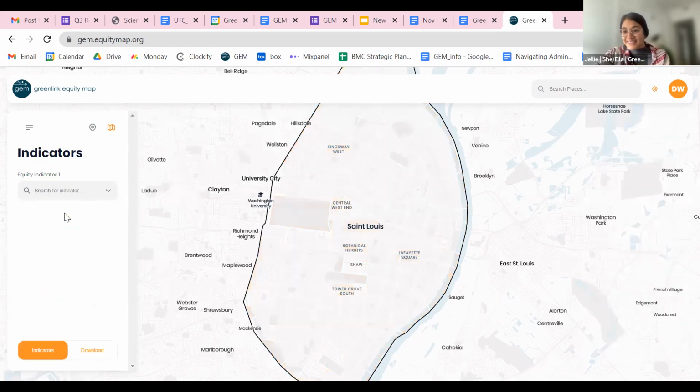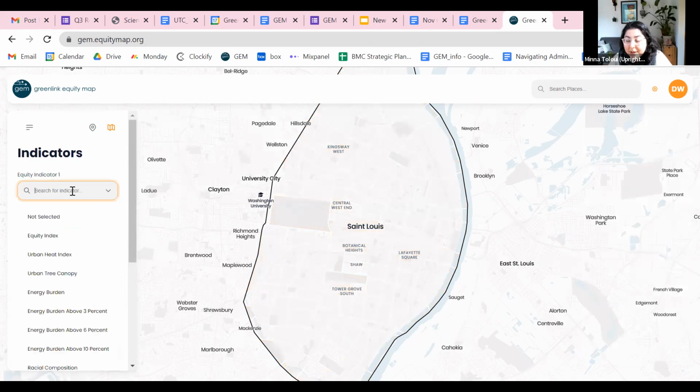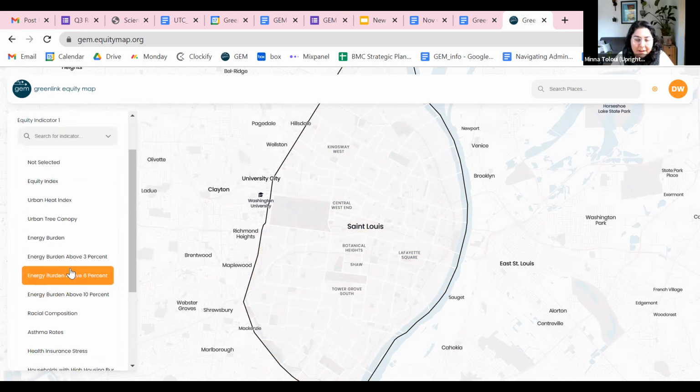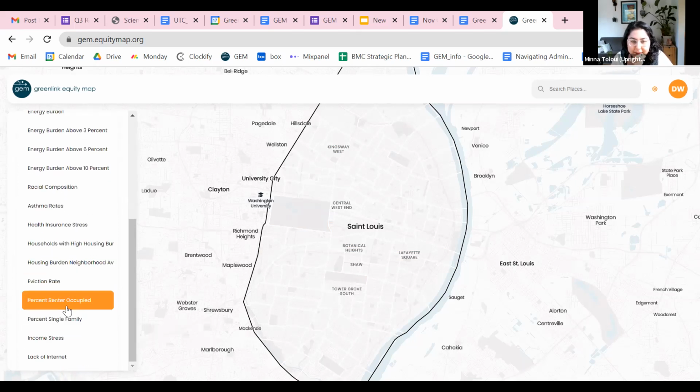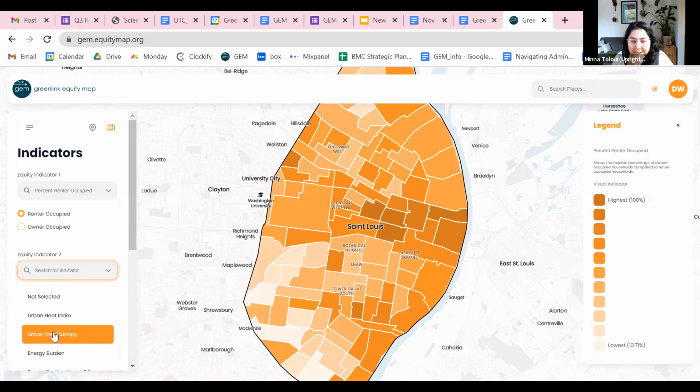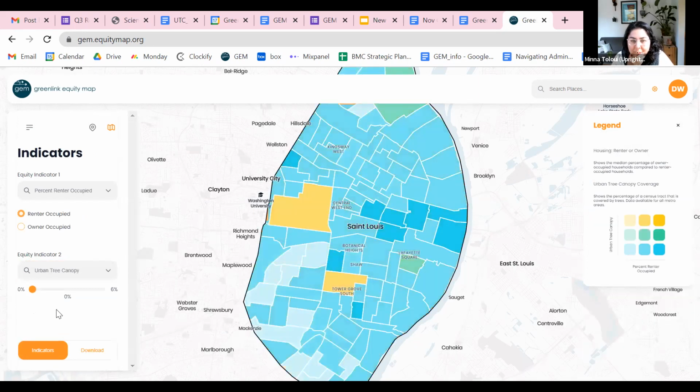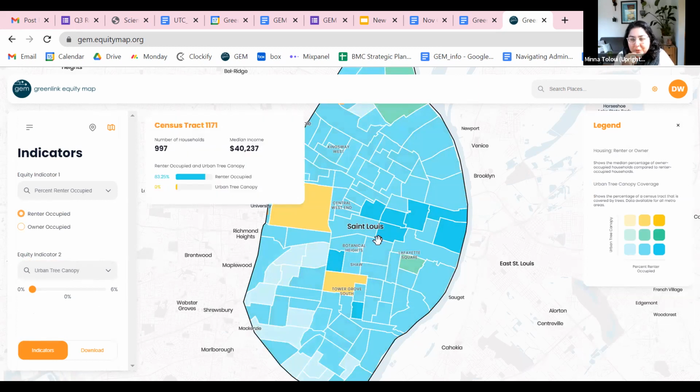Mina has her hand raised. Yeah, I have a question. I'm not familiar with St. Louis, and I too am just learning this layer. Do you mind putting the renter occupied and urban tree canopy back up? I was curious, and maybe others are too: when you hover over one of the items, it says 100% renter occupied and then 0% urban tree canopy. Can you interpret that for me? What does that mean? Does that really mean no trees?